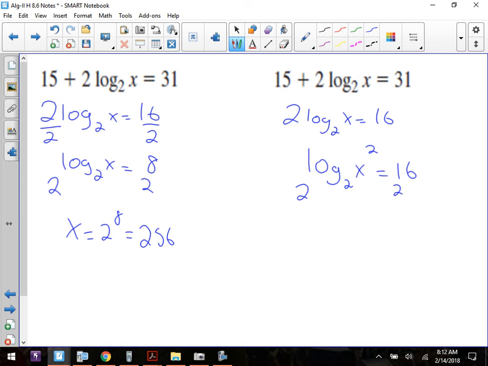I just started on that one. Now, what's 2 to the 16th? Yeah, 2 to the 16 is 65,536. All right, take the square root of that. 256. Does it matter which way you use? No.